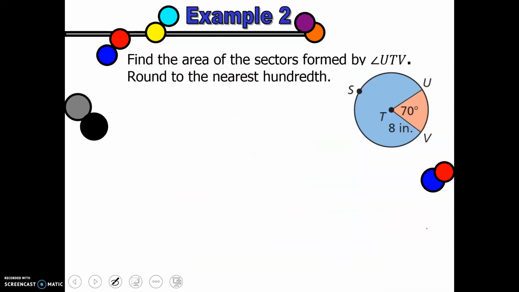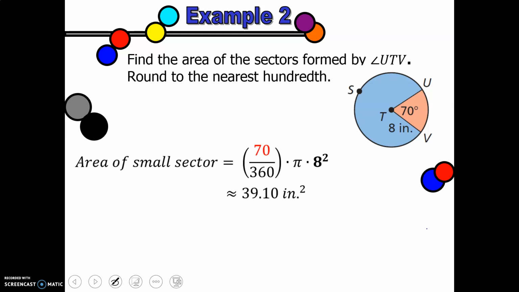All right, so in this example, we're going to find the areas of these sectors formed by angle UTV. We're going to round to the nearest hundredth. All right, so there's our formula there. We're going to take the 70 degree, the small sector, over 360 times pi times a radius of 8 squared, and you can type all this in your calculator and you'll get 39.10 square inches. A sector is still an area, so you've got to put square units.